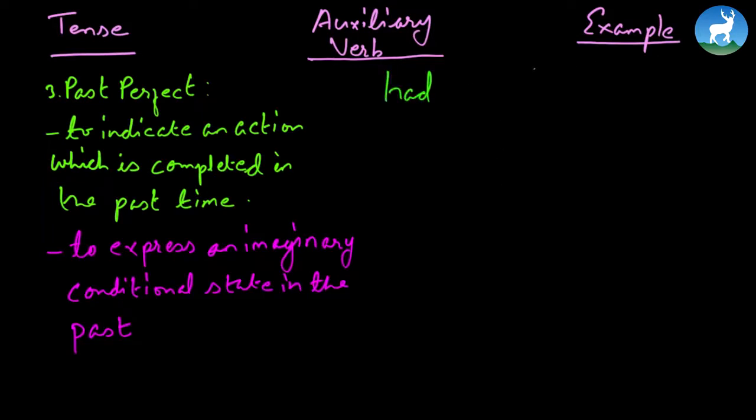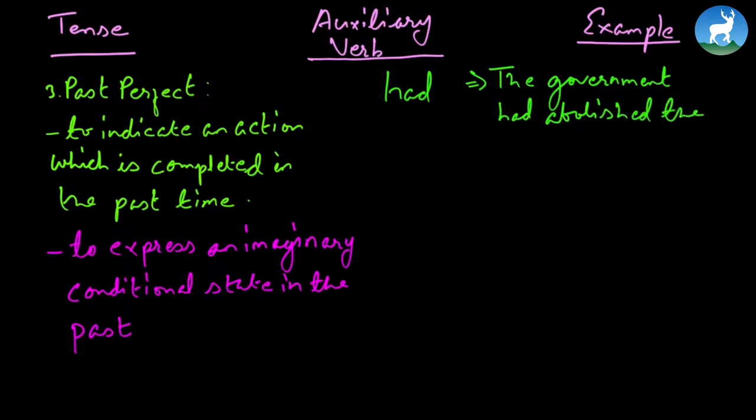So the example for the first one would be: the government had abolished the old laws. Abolished means put an end to, completed in the past. The government had put an end to the old laws. And remember, it is also used to express an imaginary conditional state in the past.